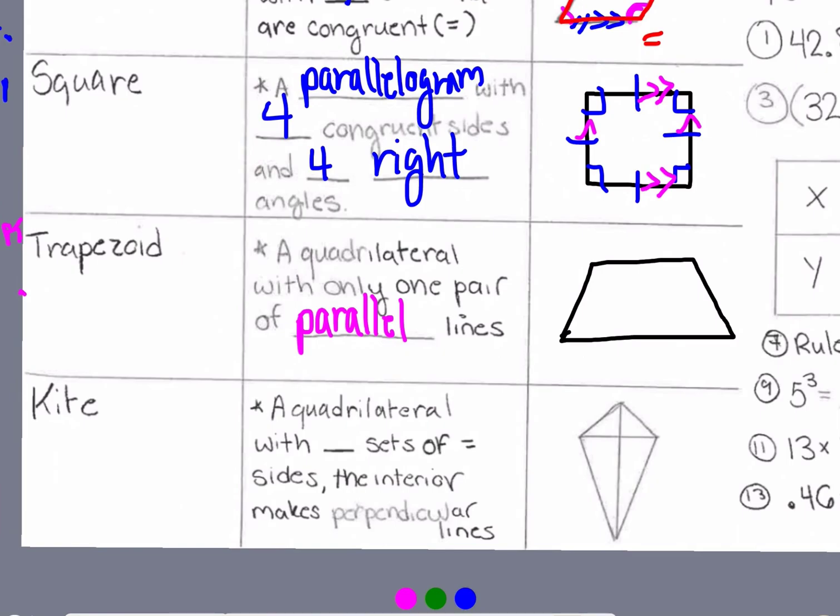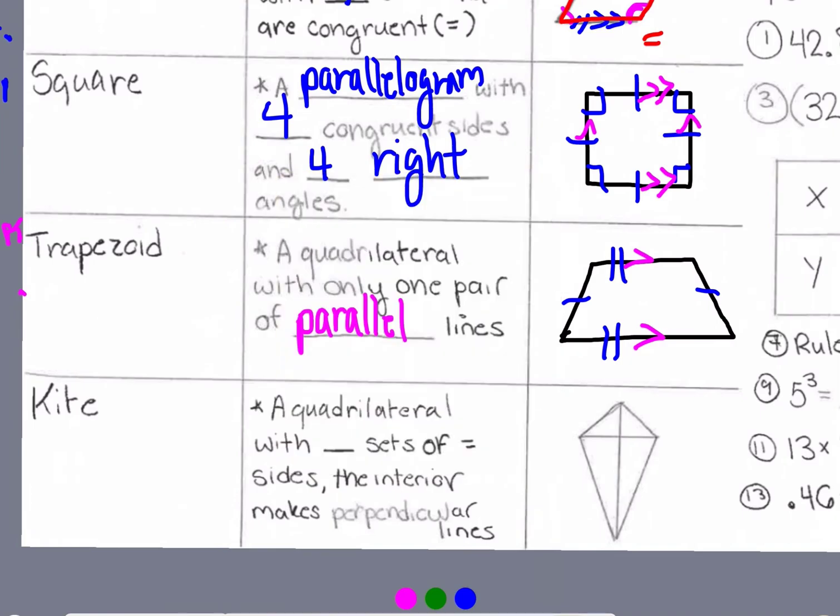So meaning that these are not parallel because eventually they would touch right about here. So that doesn't work. But these lines would go forever and ever without touching. Now, a regular trapezoid, like the one we just drew, also has some other characteristics that are the same, like this side and this side are the same length, this side and this side are the same length, but that does not have to be true of all trapezoids.